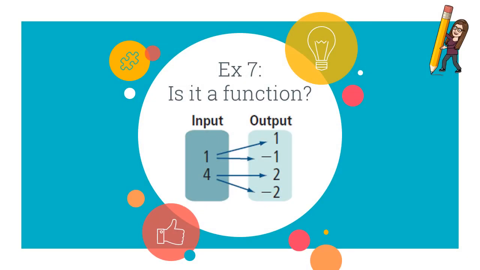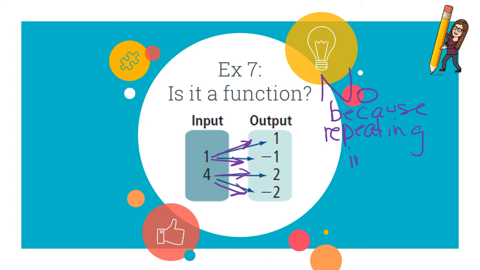Let's take a look here. I have 1, but I've used it twice. I have 4, but I've used it twice. That's not good. So is this a function? No. Because there are repeating inputs, that's bad. All right. So I'm going to say because repeating inputs.